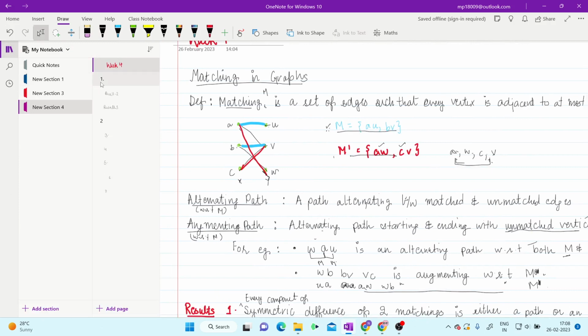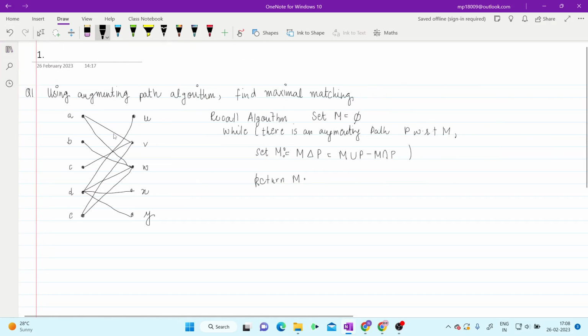Let's try a question on that algorithm. The first question is: using the augmenting path algorithm, we have to find a maximal matching. We have seen the result in class that a matching is maximum if and only if there are no augmenting paths with respect to M. So what is the algorithm? First of all, we start with M equal to empty. M is basically the set of matched edges. While there is an augmenting path with respect to M, we take that path P and look at the symmetric difference of M and P. By symmetric difference of M and P, we mean that we take the union of M and P and remove those edges which are present in both M and P. That gives the symmetric difference, and the new M will be this. So this is the algorithm.